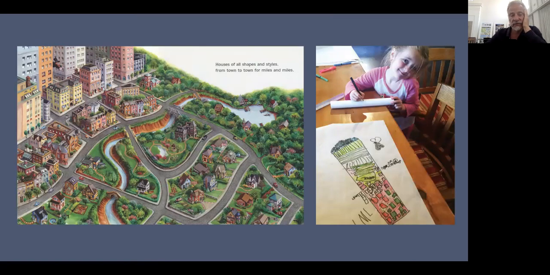For example, this is a drawing from, I don't know whether this is by Dr. Seuss, but you can see that as part of one of his little poems, he actually shows a transect, okay? And it says, "Houses of all shapes and styles, from town to town for miles and miles." And it's very clear that there's a transect there.